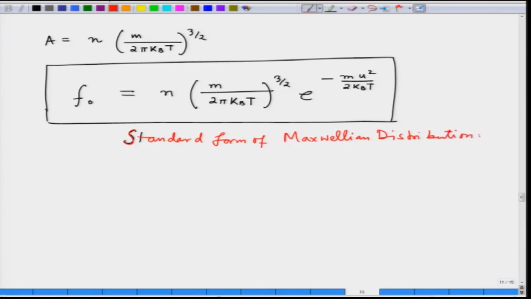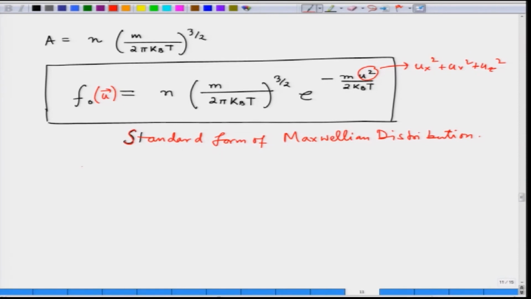Now, remember, this is a function of the u vector. That means, when I write this, u square is equal to u x square plus u y square plus u z square. Okay. So, there is no assumption of isotropy a priori.